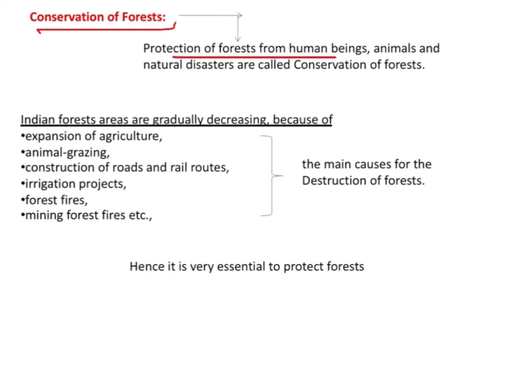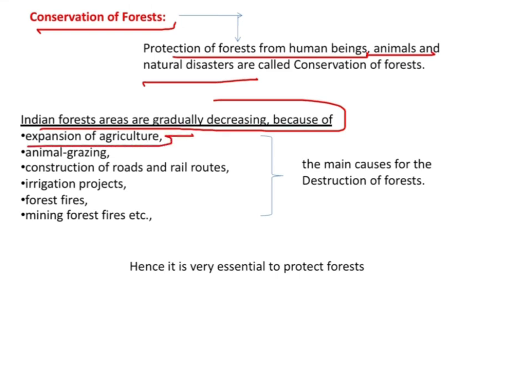Conservation of forest. Conservation of forest means protection of the forest from human beings, animals and natural disasters like earthquakes, floods, landslides. These are the natural disasters. Indian forests are gradually decreasing because of the following reasons.